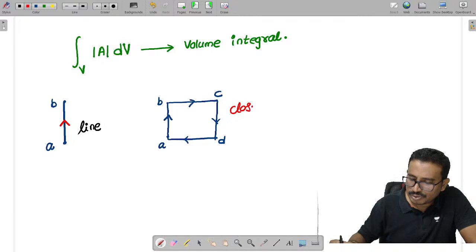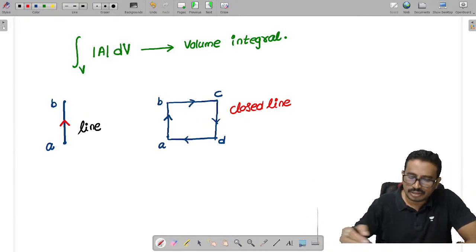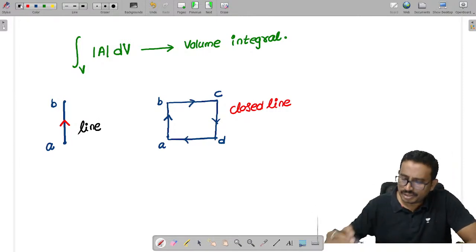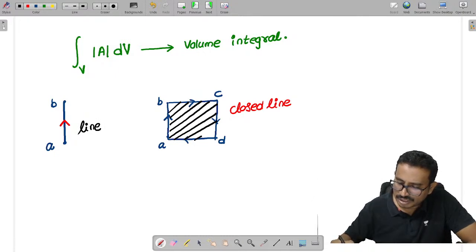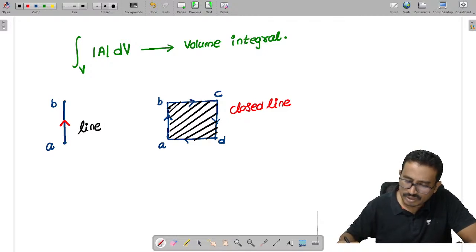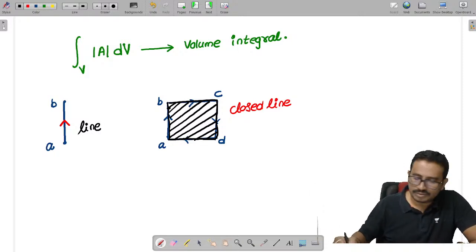This is called a closed line or closed path. If you look carefully, in the process of coming back to the point A, I have covered this much of area. So if I cut this piece in this path, some surface is formed, isn't it?